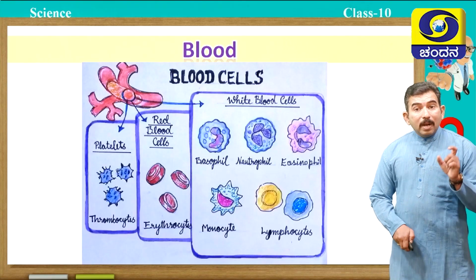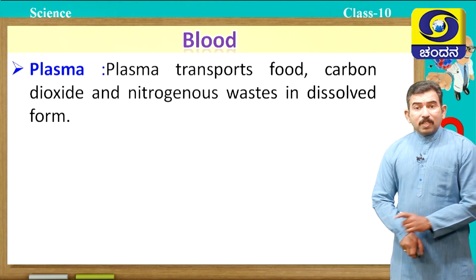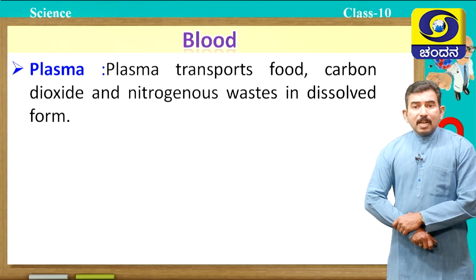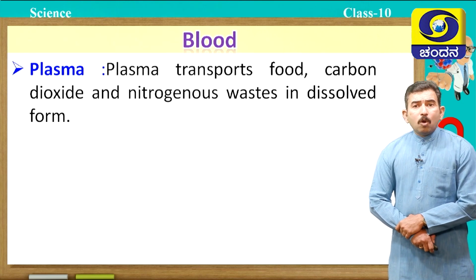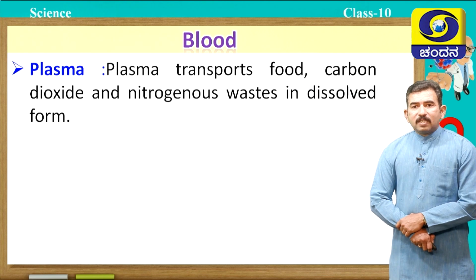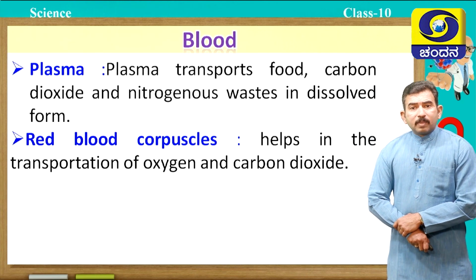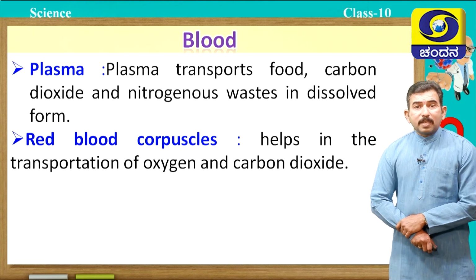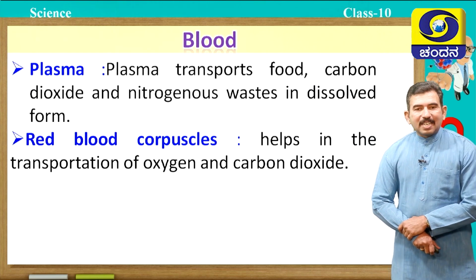Okay, students. Now let us discuss each component of the blood and its importance. First one, plasma. It is a liquid matrix present in blood and it is pale yellow in color, and plasma mainly transports food, carbon dioxide and nitrogenous waste in its dissolved form. Red blood corpuscles are red in color because of the presence of a pigment called hemoglobin, which helps in the transportation of oxygen and carbon dioxide.